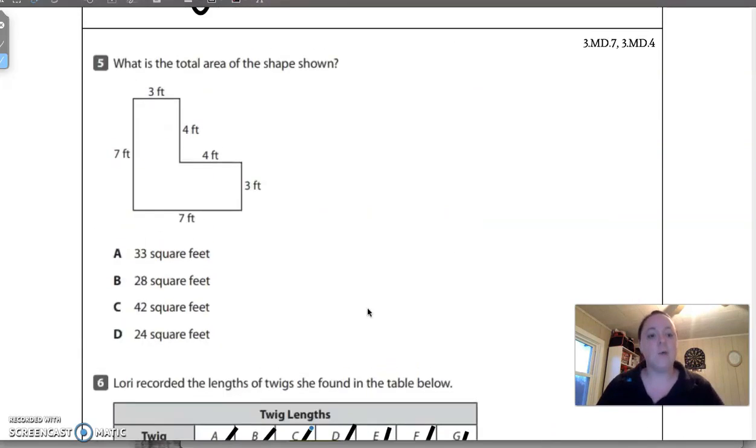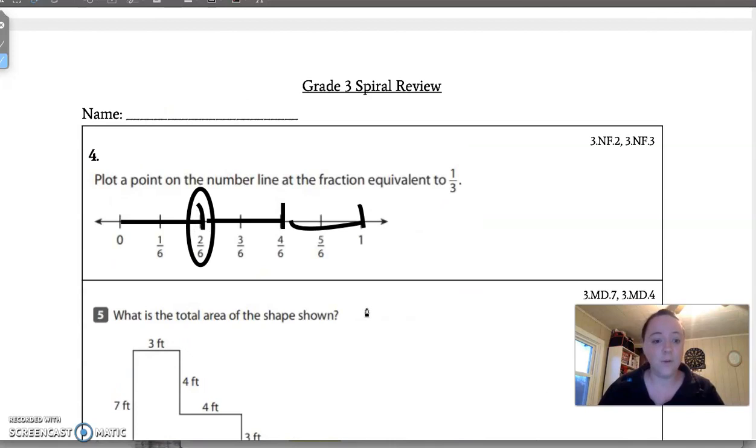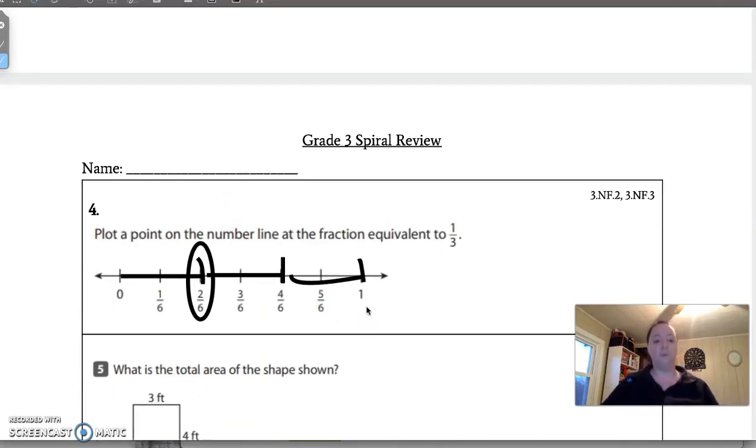All right. So number 5, I chose to put on your assessment. So we're going to ignore that one for a minute. Number 4. Plot a point on the number line in the fraction equivalent to 1/3.